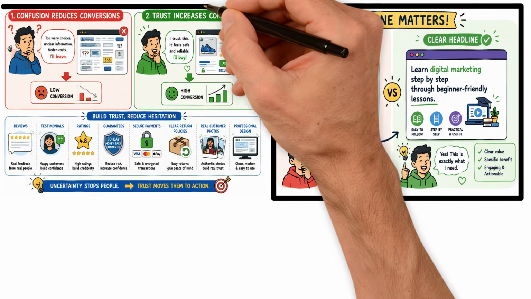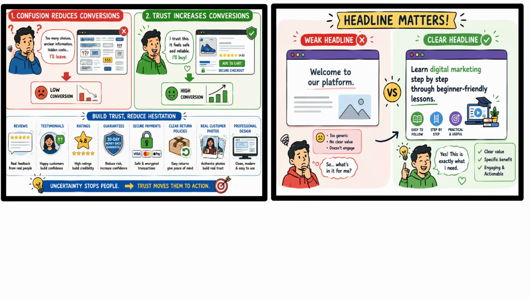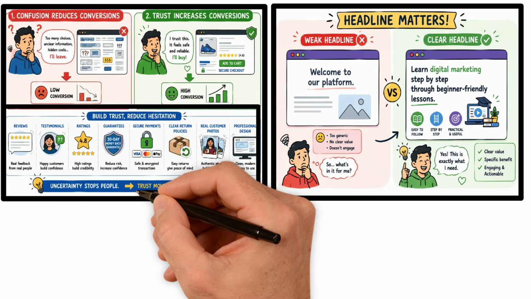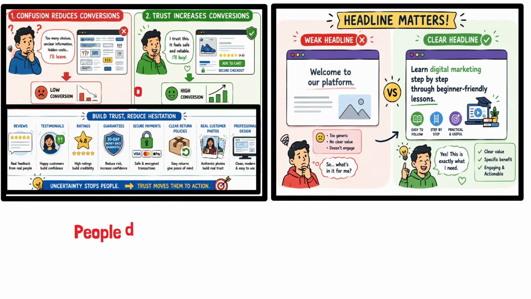The second part is trust. People hesitate when they do not trust a website. Reviews, testimonials, ratings, guarantees, secure payments, clear return policies, real customer photos, and professional design can reduce that uncertainty. People do not only buy products, they buy confidence.